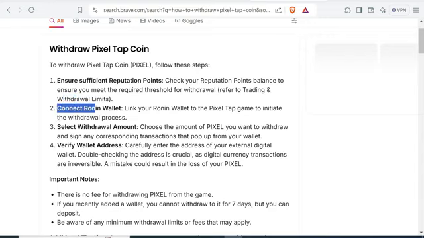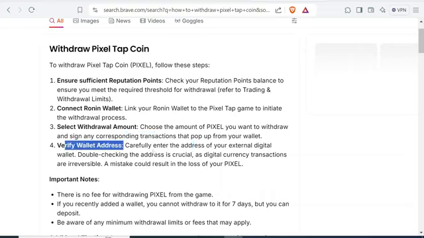Secondly, you're gonna connect your Ronin wallet. Link your Ronin wallet to the Pixeltap game to initiate the withdrawal process. Thirdly, you're gonna select the withdrawal amount. Choose the amount of pixel you wanna withdraw and sign any corresponding transactions that pop up from your wallet.